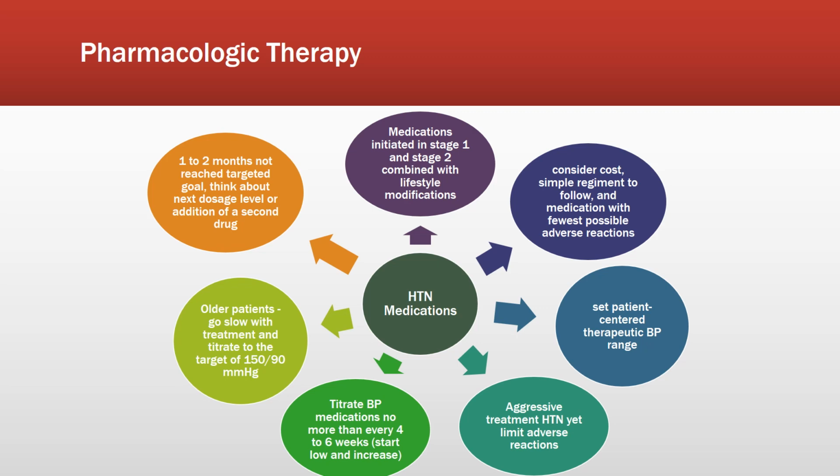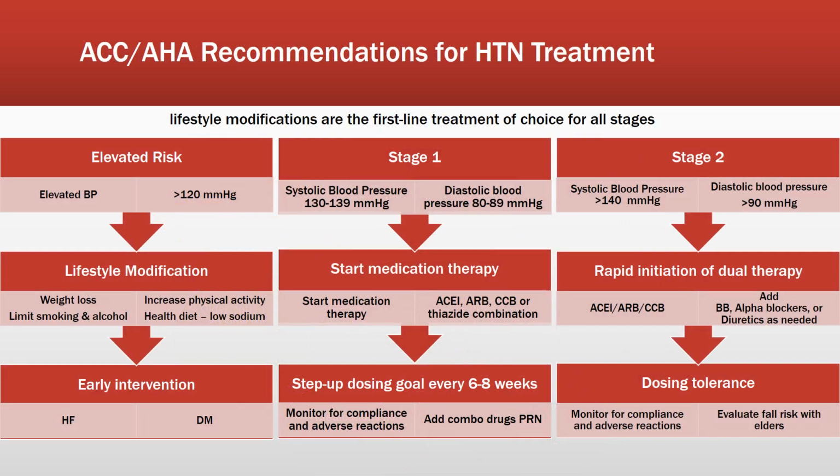First line medications include angiotensin converting enzyme inhibitors, ACEI, angiotensin II receptor blockers, ARB, or thiazide, and in African Americans, calcium channel blockers. ACEIs or ARBs are considered first choice in patients with diabetes, and calcium channel blockers are first choice in African Americans due to the lower renin response in this ethnic group.